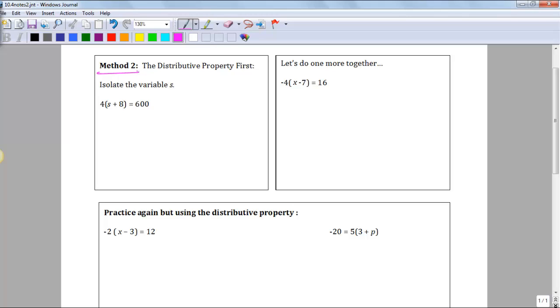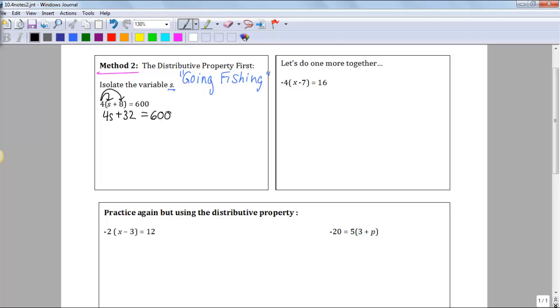This is called the distributive property, or a lot of times it's called going fishing, or the fishing method, which is kind of the fun way. So we're going to go fishing. Again, same as always, we want to isolate the s, or the variable, whatever it happens to be. So if I'm going fishing, or using the distributive property, I'm going to take that 4 and multiply it by everything in the bracket. So 4 times s is 4s, 4 times 8 is 32, so that equals 600, and look at that, the brackets are gone.